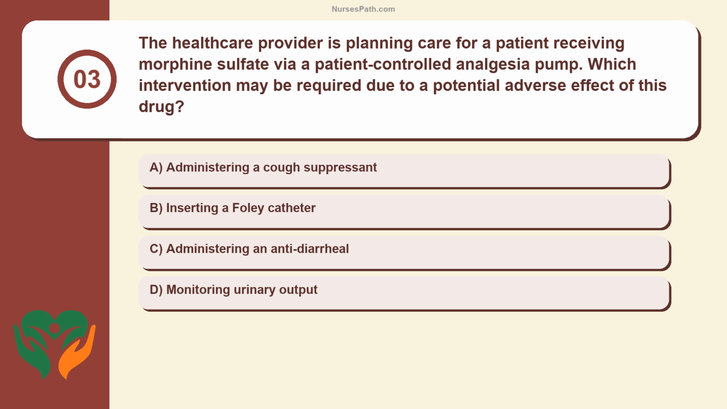Question 3. The healthcare provider is planning care for a patient receiving morphine sulfate via a patient-controlled analgesia pump. Which intervention may be required due to a potential adverse effect of this drug? Administering a cough suppressant, inserting a Foley catheter, administering an antidiarrheal, monitoring urinary output.